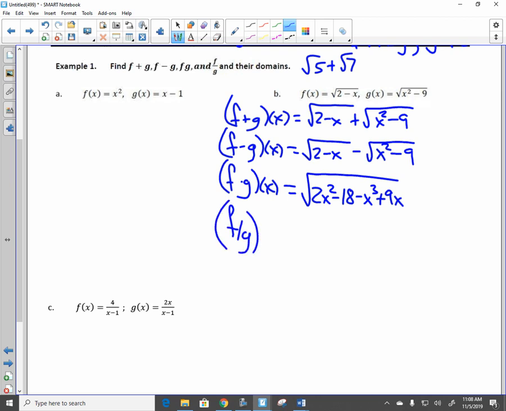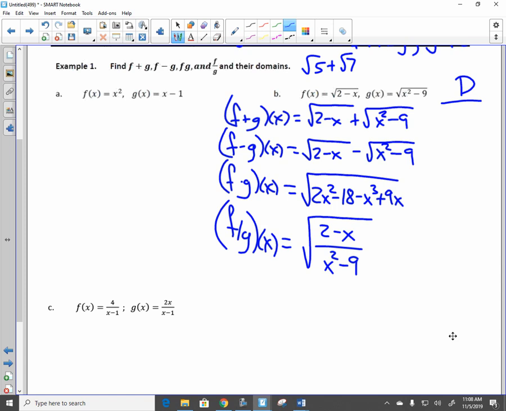Same holds true if you divide them. You can write them both underneath one square root sign: 2 minus x over x squared minus 9. So now what we would like to do is consider the domains.